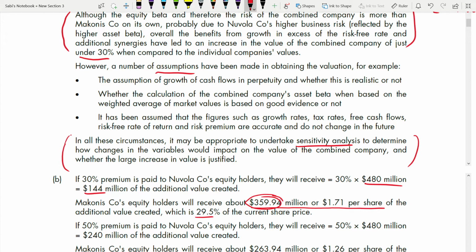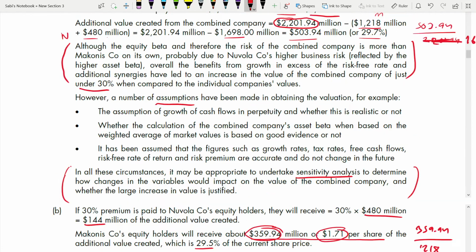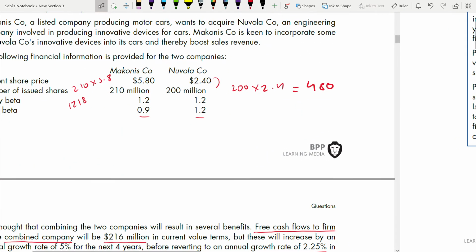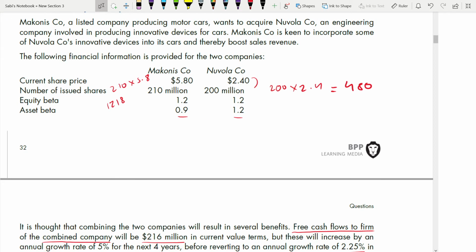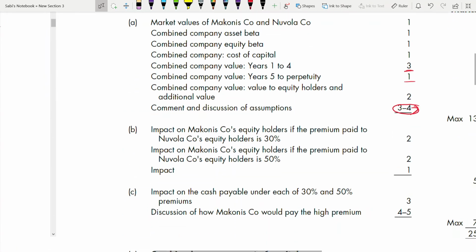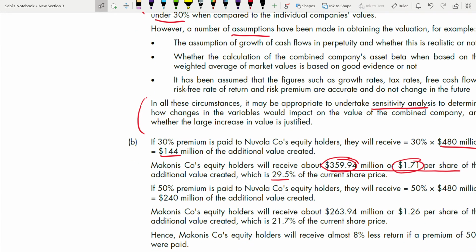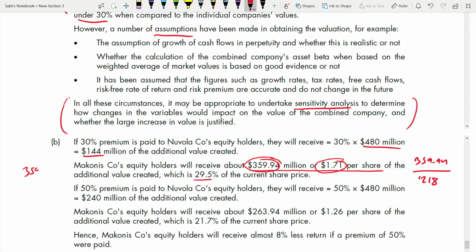because the current share price means it will be 359.94. What is the share? 1218 for Makonis only, which is 29.55, so 29.5%. Now how did you get this 1.71? Okay, for this we have to go here, number of issued shares in Makonis. What is it? 210, 210 million. So if you take it per share, it will be 359.94 divided by number of shares, 210. That's how you are getting 1.71.